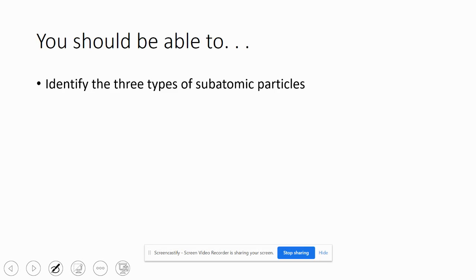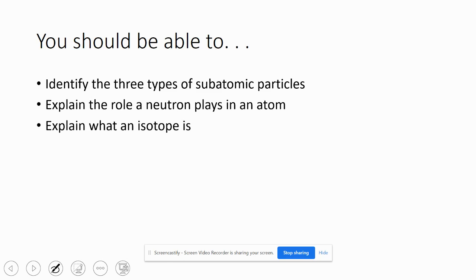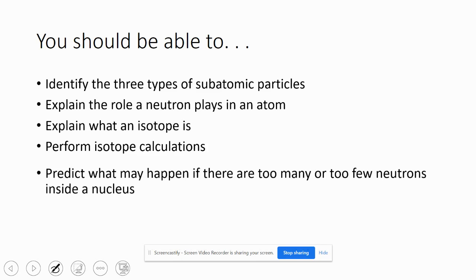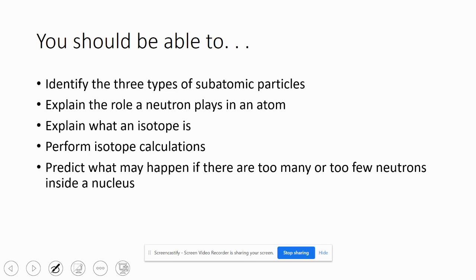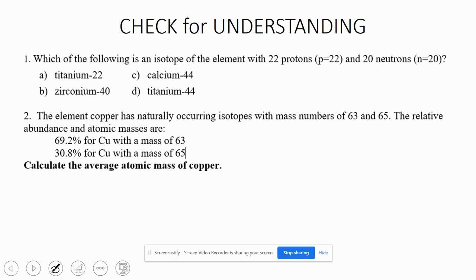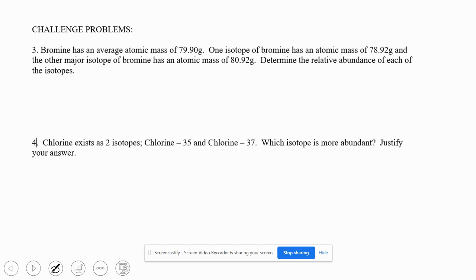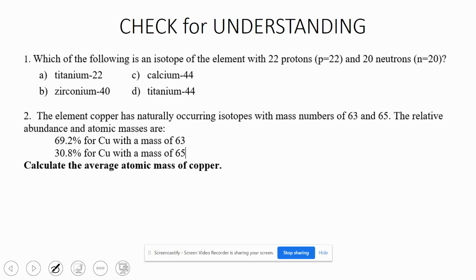You should be able to identify the 3 types of subatomic particles, explain the role a neutron plays in an atom in terms of how it is part of its mass, explain what an isotope is, perform isotope calculations, and predict what may happen if there are too many or too few neutrons inside a nucleus. Here are some problems to try on your own, and there is also going to be a form for you to complete as well. But if you want to pause the video here, you can take a look at these if you wanted some extra problems.